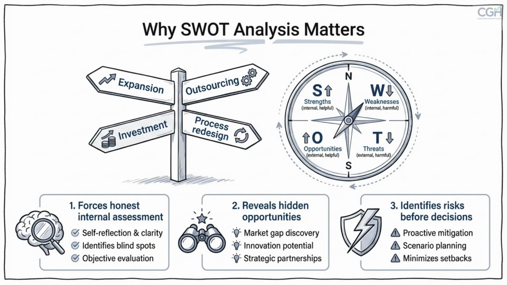A well-conducted SWOT analysis does 3 things. First, it forces organizations to be brutally honest about their capabilities. Second, it highlights hidden opportunities that teams often overlook. And third, it surfaces potential risks before they become expensive problems. In other words, SWOT analysis helps organizations move from reactive decision-making to strategic decision-making.